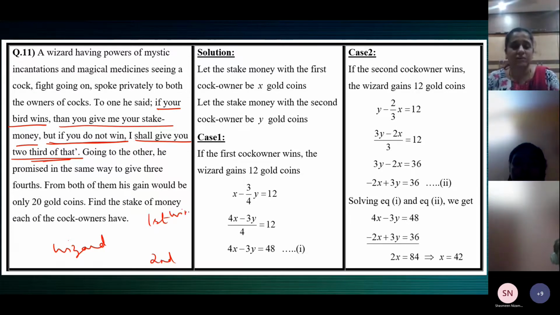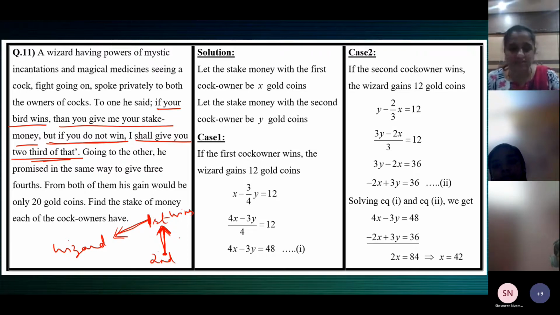Supposing he wins. So what happens? This guy will give his money to him. His stake money, he'll give it to him. All right. The second owner will give his money to him. So the first owner gets something from the second one. The first owner who wins will give his money to the wizard, but he'll still get money from the second owner.